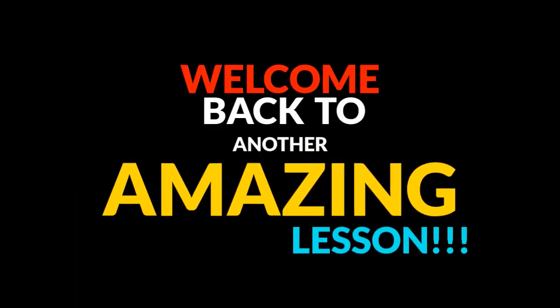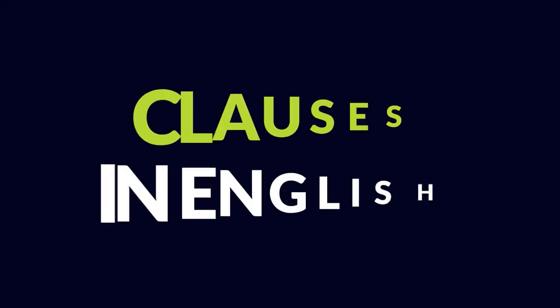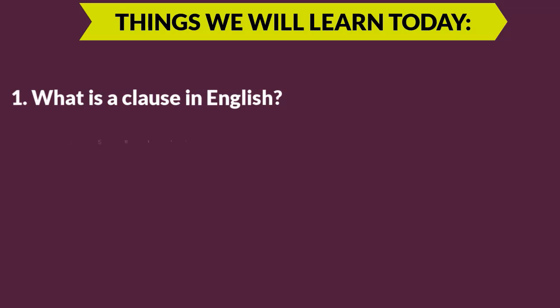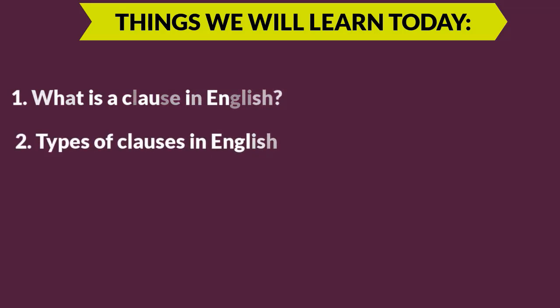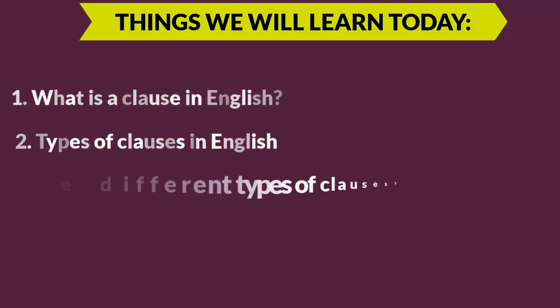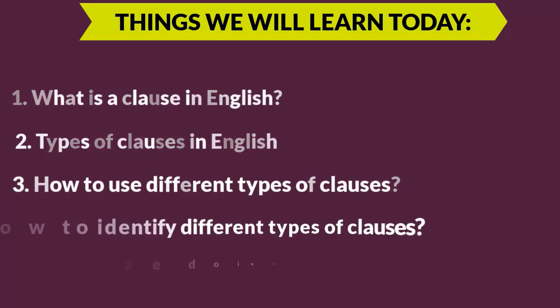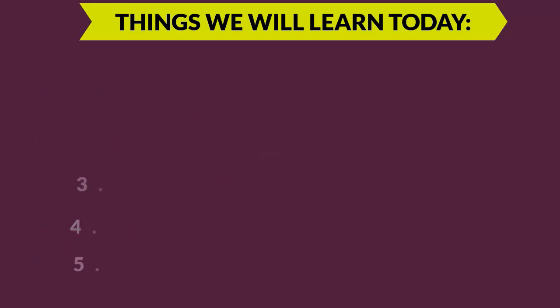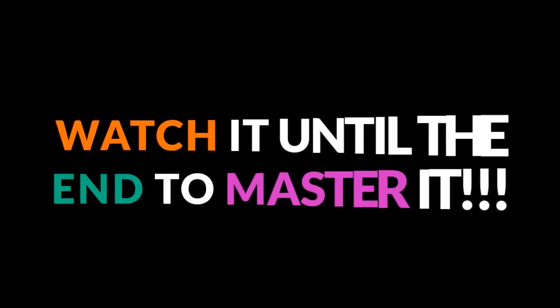And guys, today in this lesson, we are going to learn everything about clauses. So we'll learn what a clause is, how many types of clauses we have in English, that is 7. How do we use it? How do we identify it? What it does in a sentence? Everything about it. So the lesson is going to be really informative. It's going to change your life. It's going to step up your English game. So make sure you watch it until the end. I'm excited. I know you guys too.